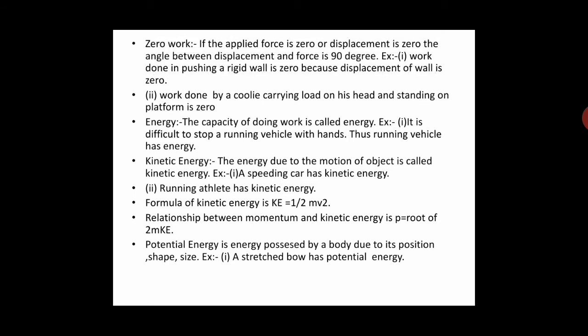Potential energy is the energy obtained due to the position of an object, regardless of its shape or size. If an object is at some position, we say it possesses potential energy. For example, a stretched bow has potential energy because, while stretching the bow, the archer holds the string on his arms, keeping it at a distance from the ground.